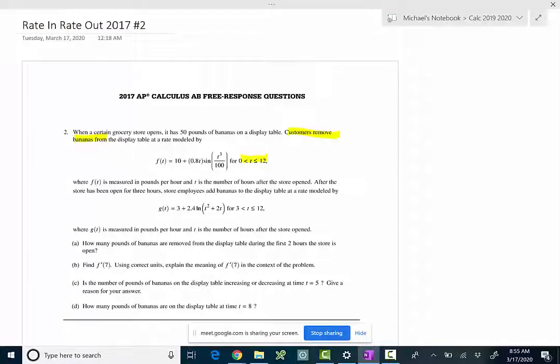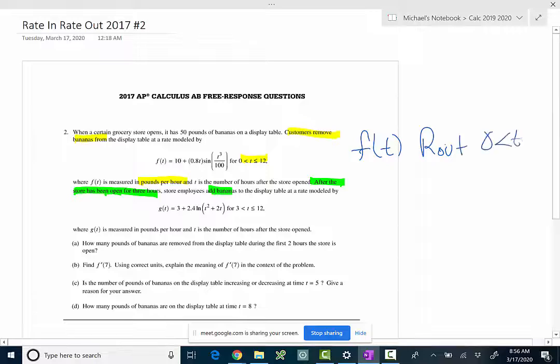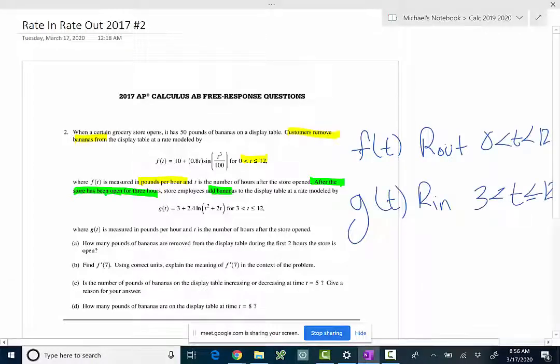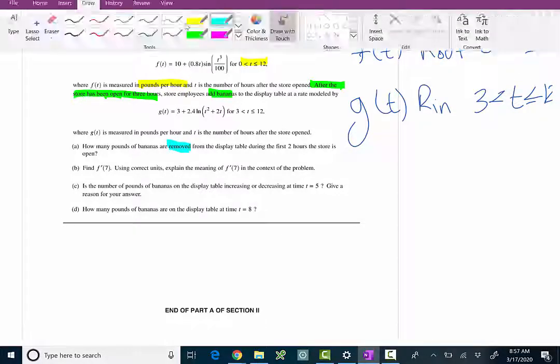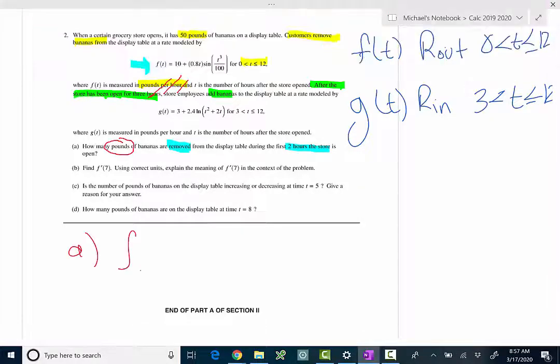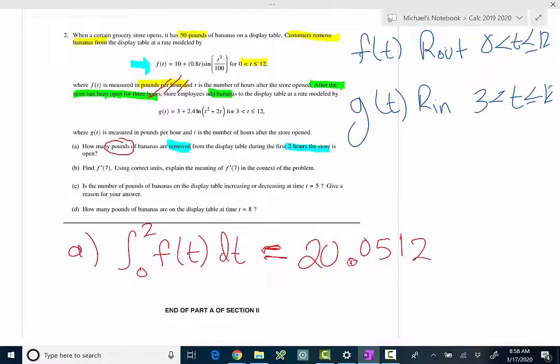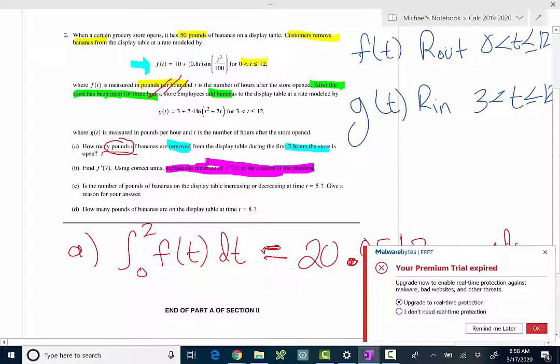Some keywords, right? Customers remove bananas, and then they give us these intervals from 0 to 12. And then at time 3, they start adding bananas. So this is important. The adding part is only from 3 to 12. Now part A says how many pounds of bananas were removed during the first 2 hours. We don't care about that 50 because all we care about is how many are being removed. If we look at that word pounds, we know we're going to need to take an integral. So it's the integral from 0 to 2 of f of t dt.